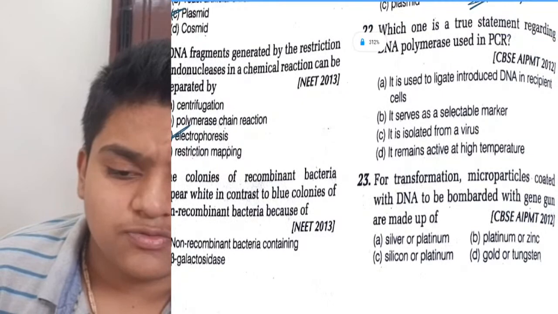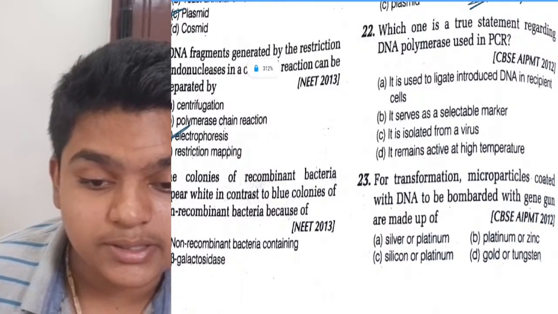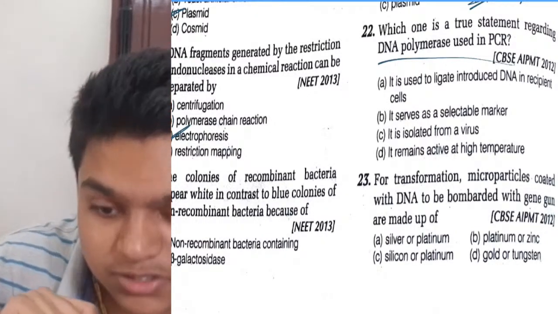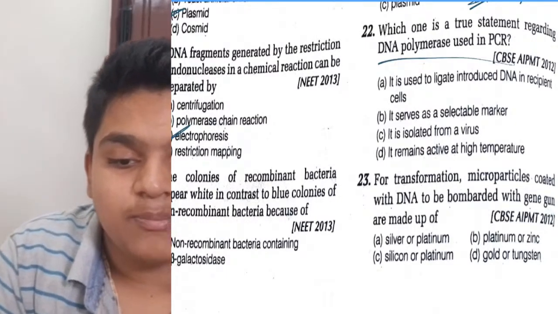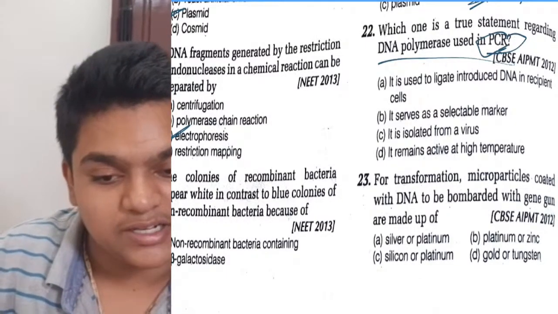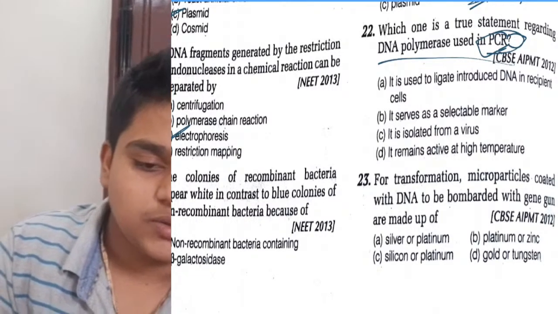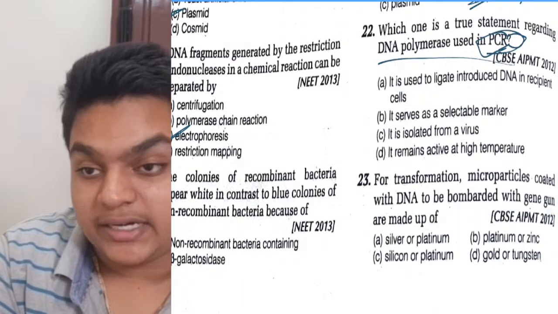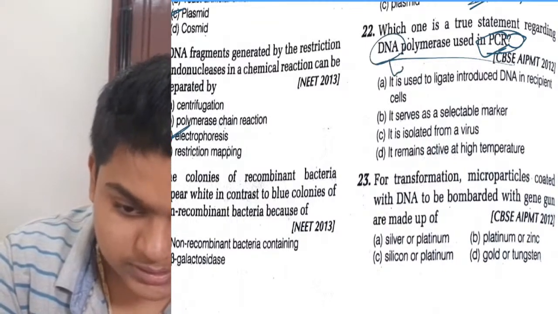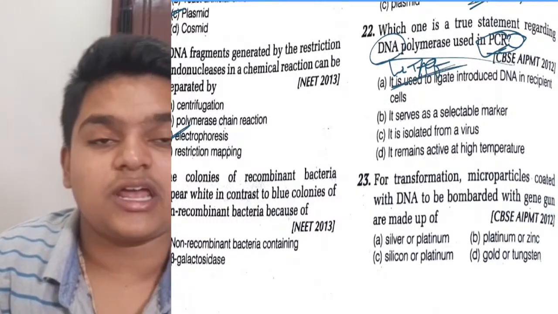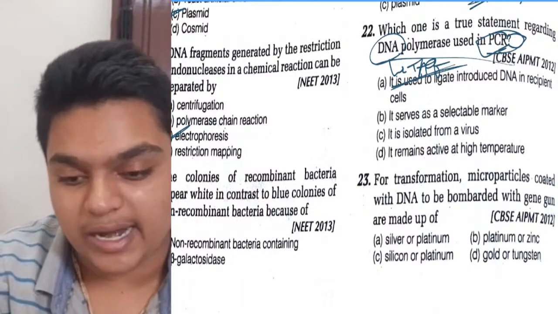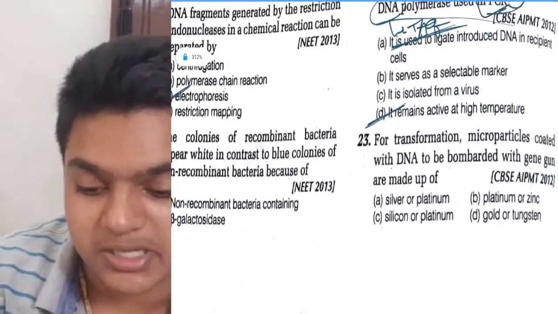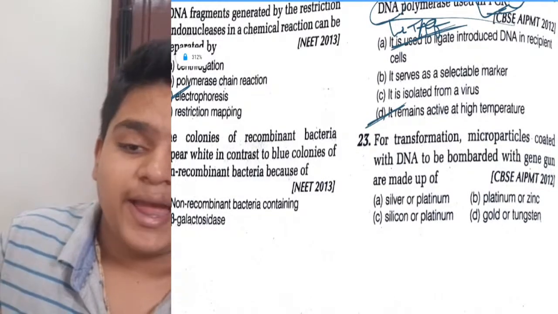Next one. Which of the following is true for DNA polymerase in PCR? This would be again a tough call if you haven't read your PCR. Yes, DNA polymerase here is Taq polymerase only. Taq, from the Thermus aquaticus bacterium, is highly active at high temperatures. That is your answer. Taq polymerase is active at high temperatures.